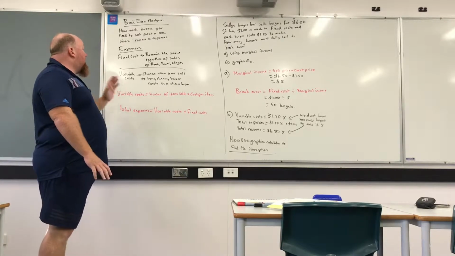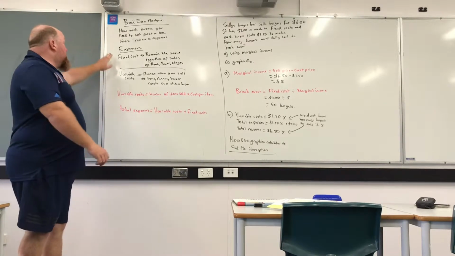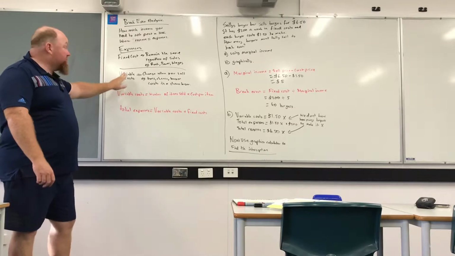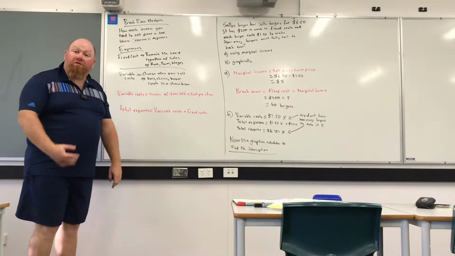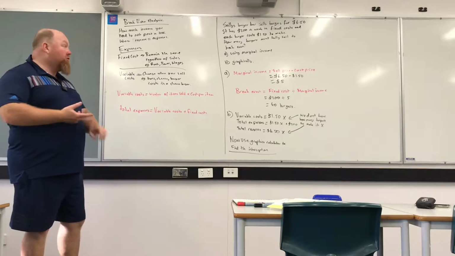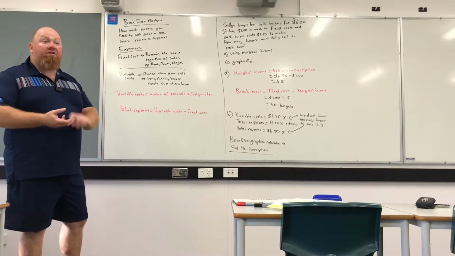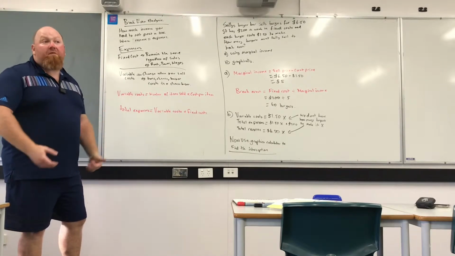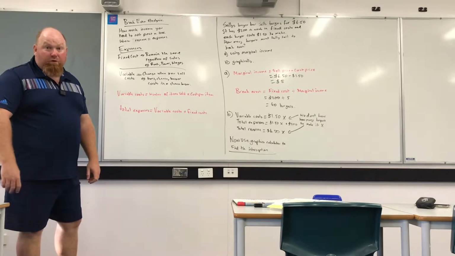So expenses are broken into two separate areas. You've got your fixed costs and your variable costs. Your fixed costs remain the same regardless of what's happening. This is things like your rent, your electricity, your wages, and things such as this. It doesn't matter if you're selling, it's just the cost of doing business.